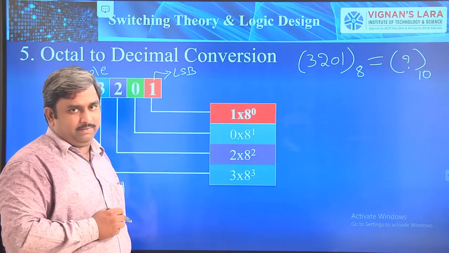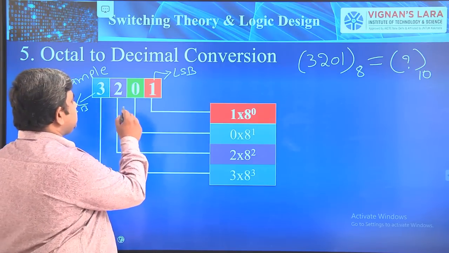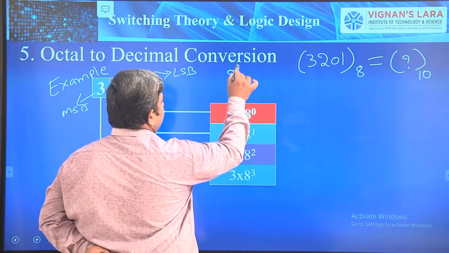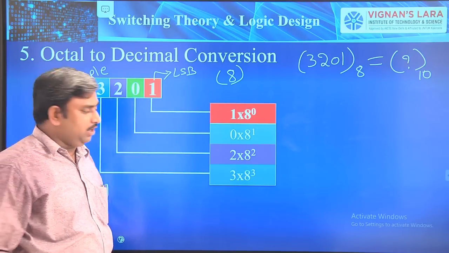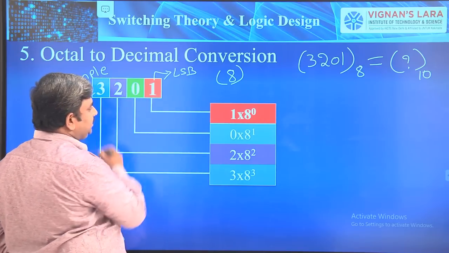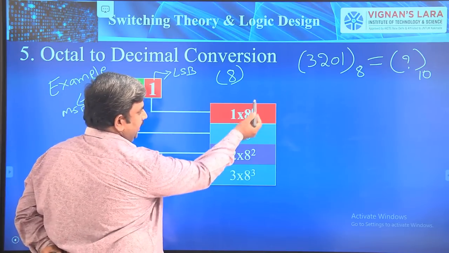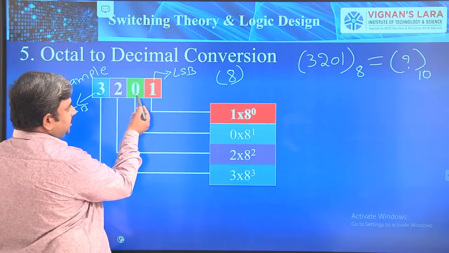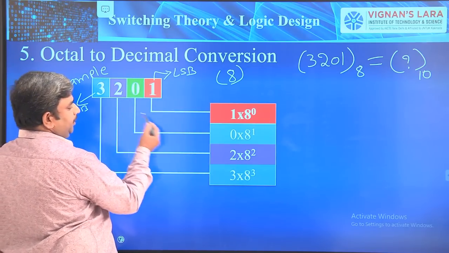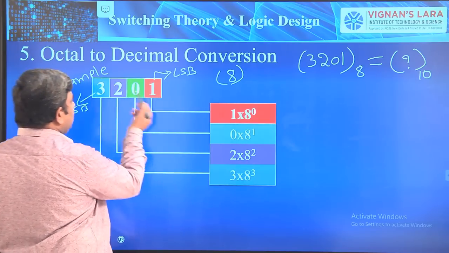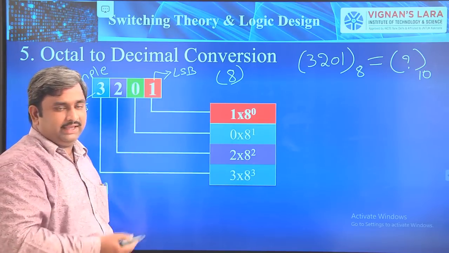This is the octal number system. So the octal number system base, we know, is 8. Octal number system base or radix is 8. Now you have to multiply the LSB digit with 8 power 0. The next digit you have to multiply with 8 power 1. The next digit you have to multiply with 8 power 2. Next you go on like this.